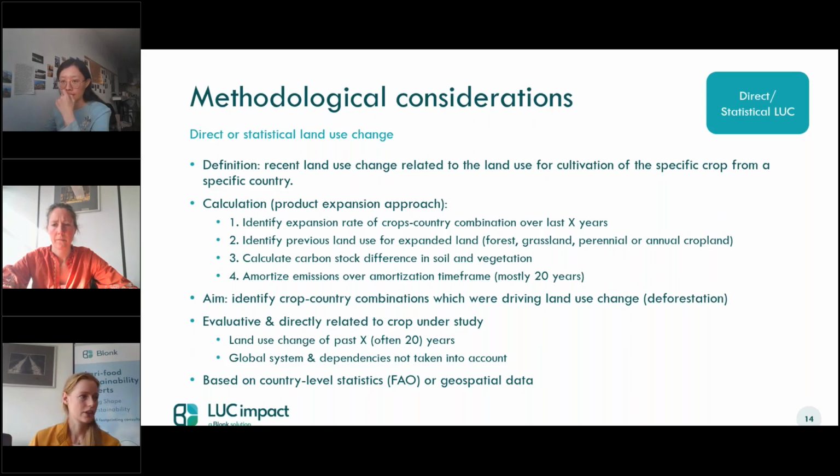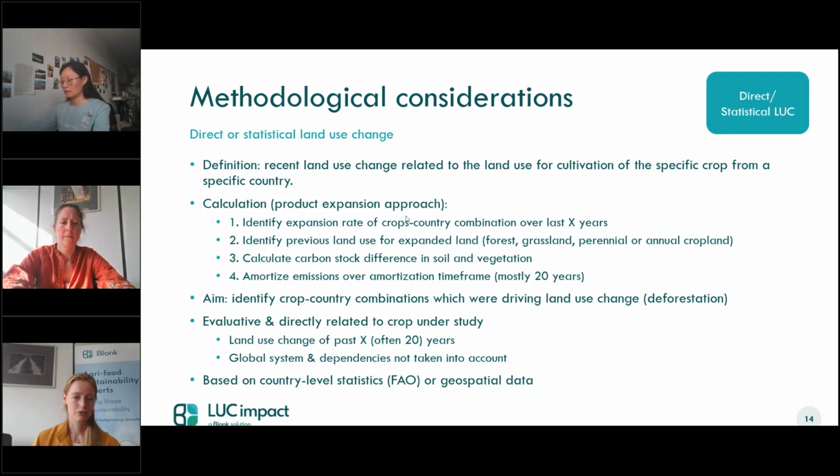So to get into a little bit more detail about those three methods. Direct or statistical land use change looks at recent land use change related to the land use for cultivation of a specific crop from a specific country, for example. But country can be interchanged by any other spatial explicitness. So it can also be on a plot level, but it can also be on a continent level.